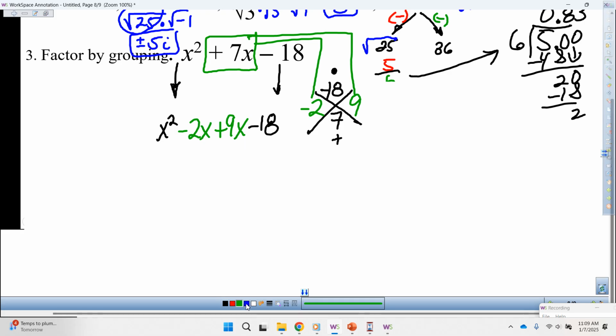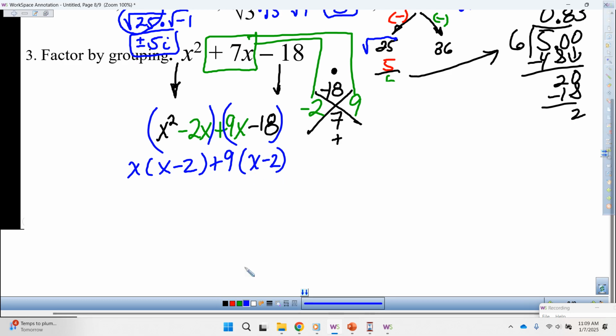And now we can group. Here we go. First two, last two. What is GCF for the first two? X. That leaves us with x minus 2. Plus, what is GCF for the second two? 9, and that leaves us with x minus 2. So, what's the same here and here? X minus 2. What's left over? The x and the plus 9, x plus 9.